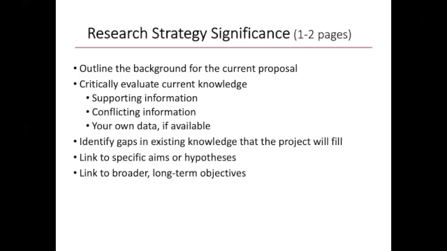The research strategy, as I mentioned, has different sections. One is the significance, which can be 1 to 2 pages, or 1.5 pages. You outline the background of your proposal, but it's important that you critically evaluate what is known in the field, in the area you are working in: what is the supporting information about the topic, what are the conflicting data from the literature, and even your own data, if you have any. What is the gap where you need to fill in more information in order to address the problem you are studying? And it's also important that when you are developing this background, you try to link these statements to your hypothesis and long-term objective.